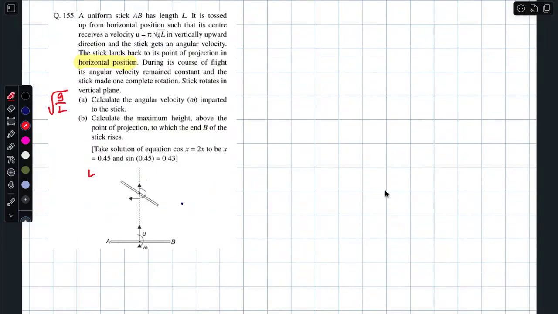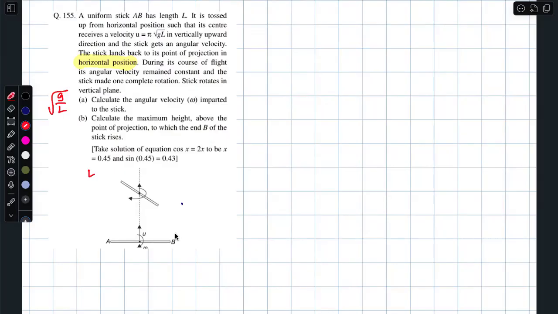Uniform stick AB has a length L. It is tossed up from horizontal position such that its center receives a velocity u equal to pi root GL in vertically upward direction, and the stick gets an angular velocity. The stick lands back to its point of projection in horizontal position. During this flight, its angular velocity remained constant and the stick made one complete rotation. Stick rotates in vertical plane.